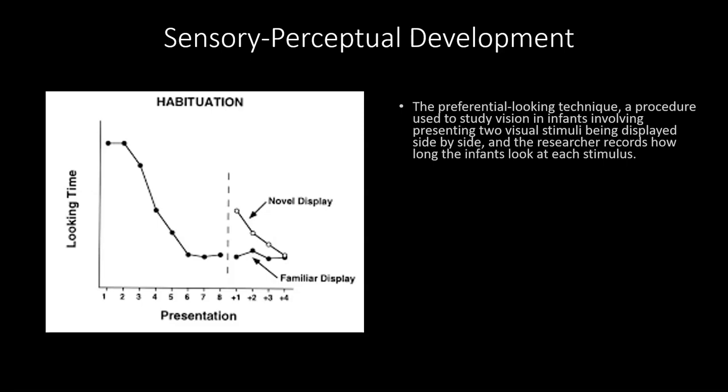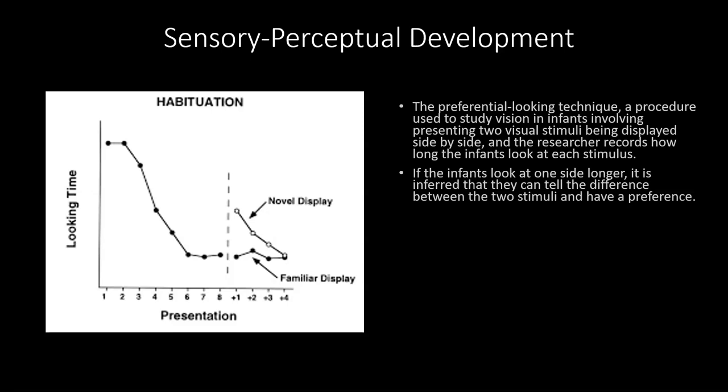which involves studying vision in infants where you're presenting visual stimuli. Usually it's 2 visual stimuli displayed side by side, and the researcher is going to record how much time the infants spend looking at something that's presented in their visual field. So in this graphic that I've shown you here, you present them something. If it's a new stimulus, babies will look at it longer. If it's an older stimulus, they'll look at it for less time.